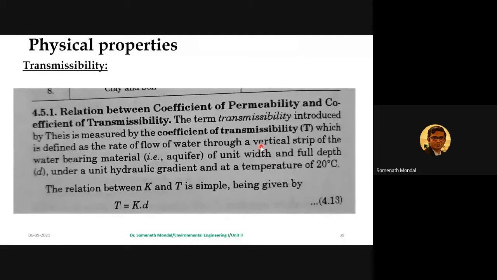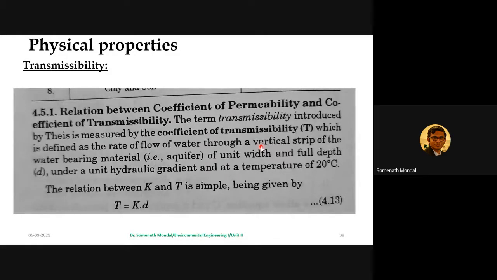Okay, now another very important term, that is transmissibility. Transmissibility was introduced by Theis. Theis has derived all sorts of different equations. Employing them, you can calculate the yield of a well which is situated in an unconfined aquifer. Similarly, for a confined aquifer, for different situations of wells, you can calculate the overall yield with the help of these equations. So this is a very renowned researcher and scientist, we can say.